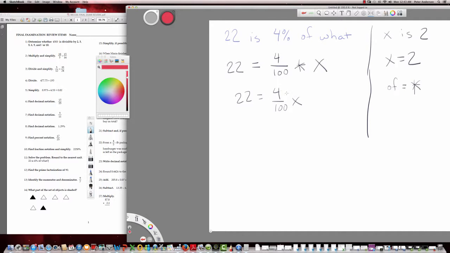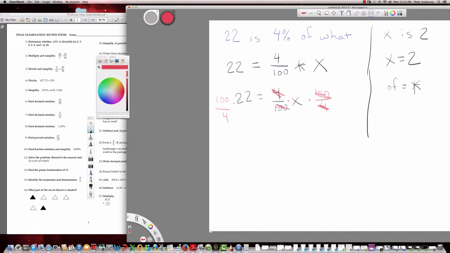Well, anytime you want to get rid of one side of the equation, notice that these are being multiplied, so you always do the opposite. So what I'm going to do is multiply this by 100 over 4. And over here the same thing, 100 over 4. What I did was multiply by the reciprocal because the 4 and the 4 would cancel out, and the 100 and the 100 would cancel out. Now what you do to one side of the equation, you have to do to the other.